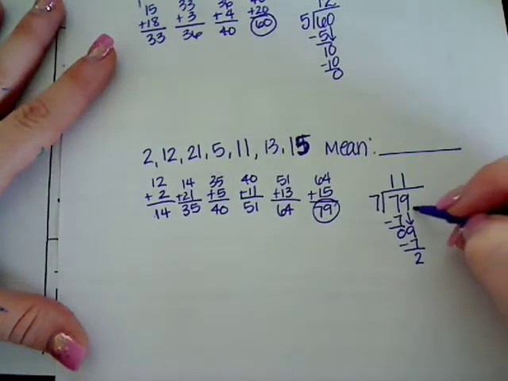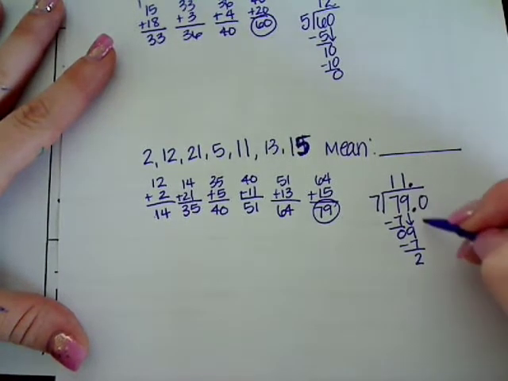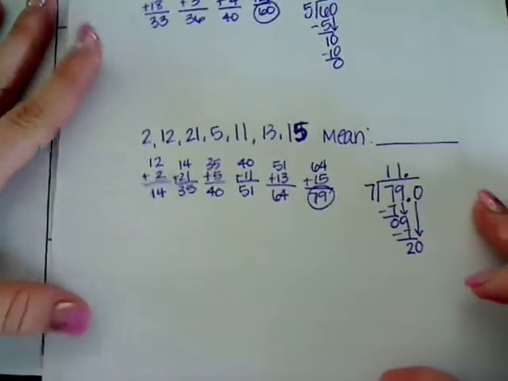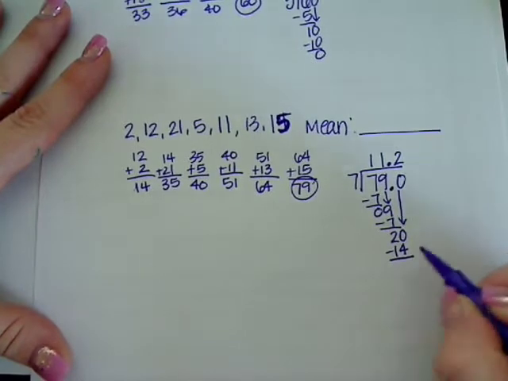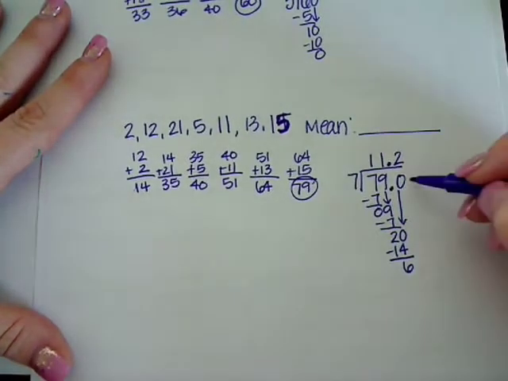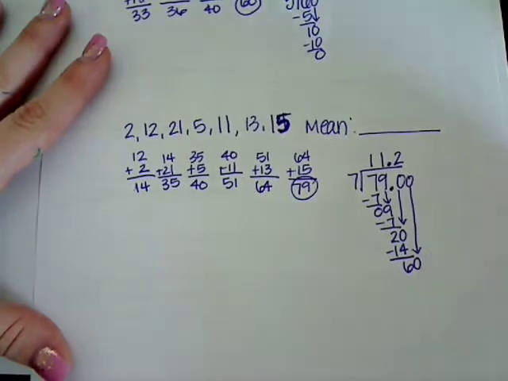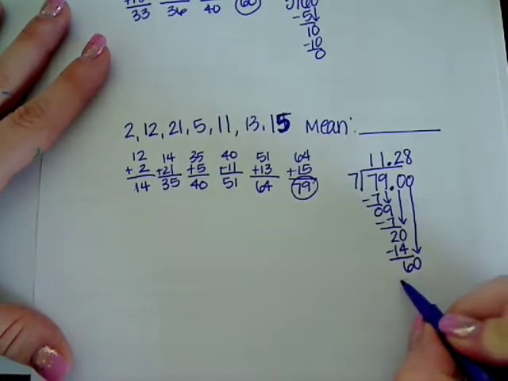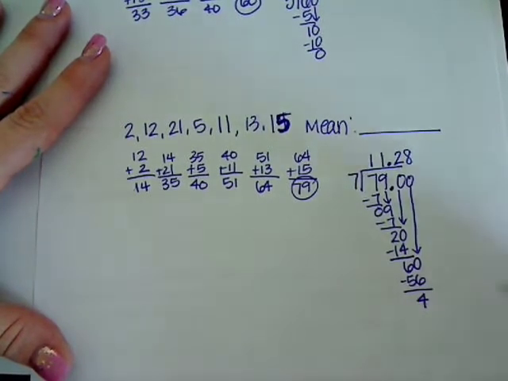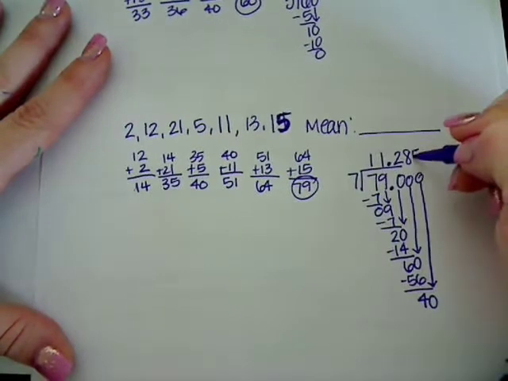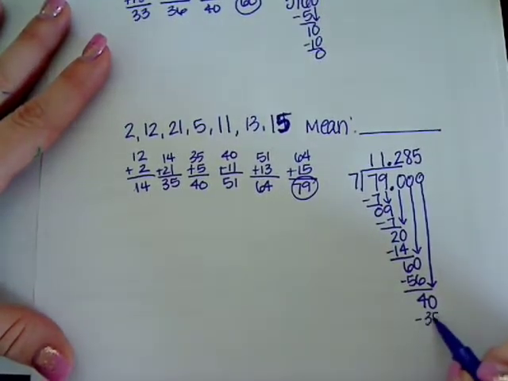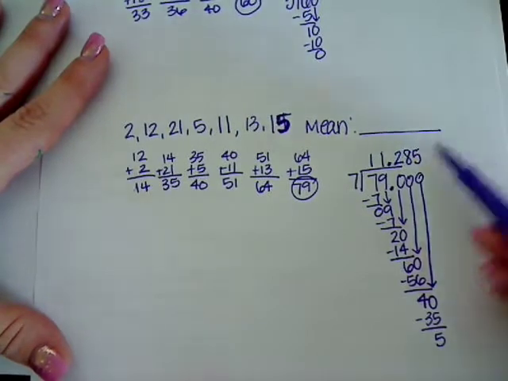But I can't stop, so I'm going to add a decimal and a 0. Bring it down. 7 will go into 20 2 times without going over. That would be 14. That leaves me with 6. Add a 0, bring it down. 7 will go into 60 8 times. That would be 56. That leaves me with 4. And let's go one more decimal place. 7 will go into 40 5 times. Minus 35 would be 5. Okay, but we're going to stop there.